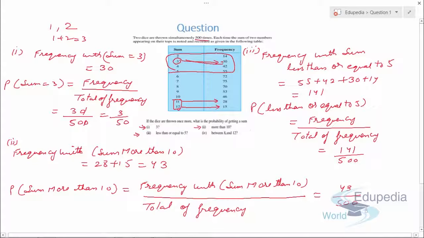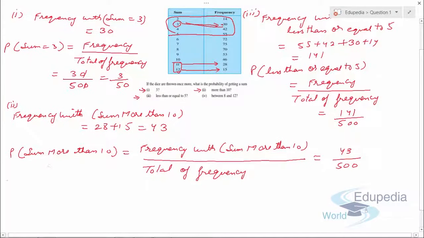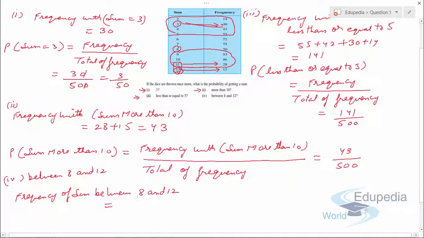Now the last part says between 8 and 12. So it's a very tricky part over here. So let's see how we can solve this. The fourth part says that it should be between 8 and 12, so this means we have to consider this part only. We cannot consider 8 and 12. Why? Because it's clearly saying between 8 and 12. So this means we have to exclude this part and this part. So we can say that the frequency of sum between 8 and 12 will be equal to 53 plus 46 plus 28. So let's add them and see how much it comes out to be.